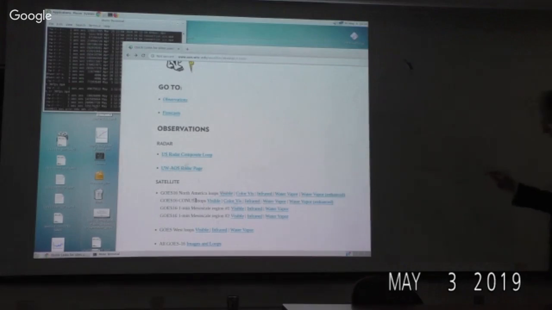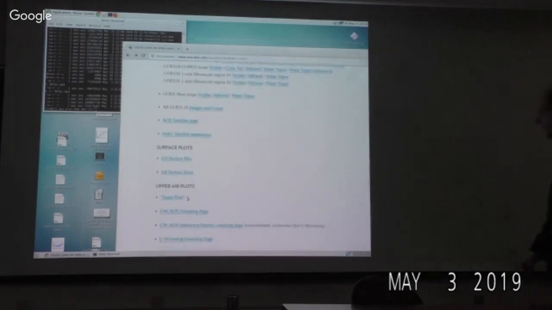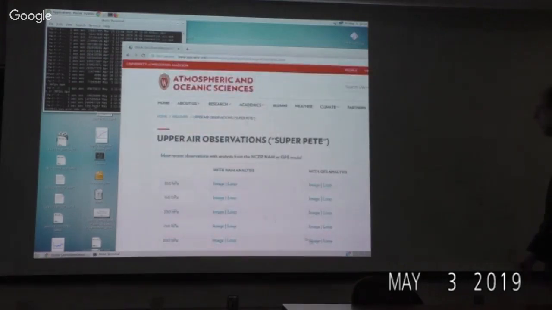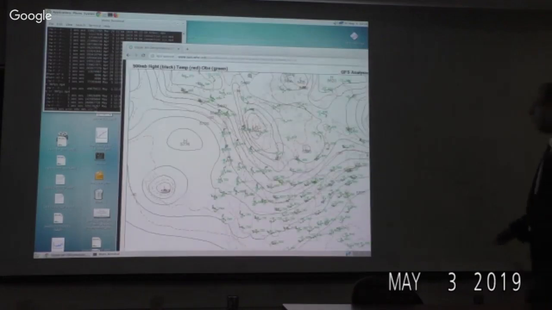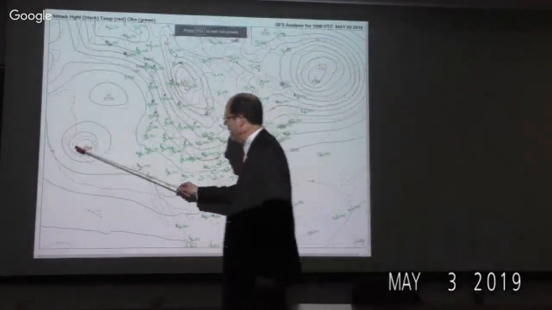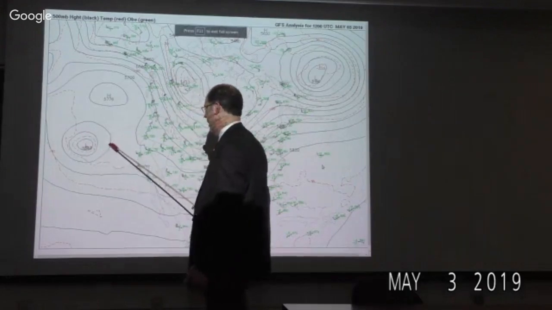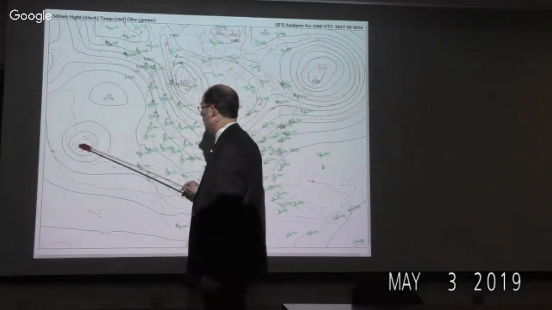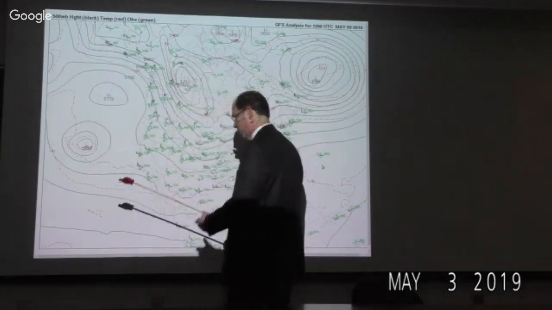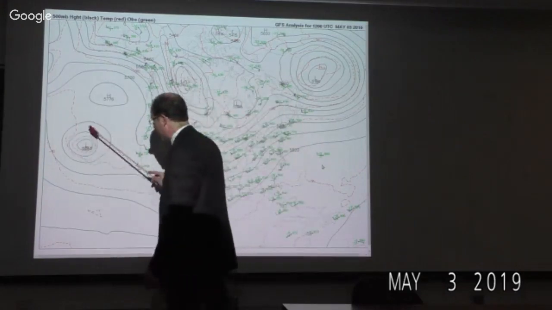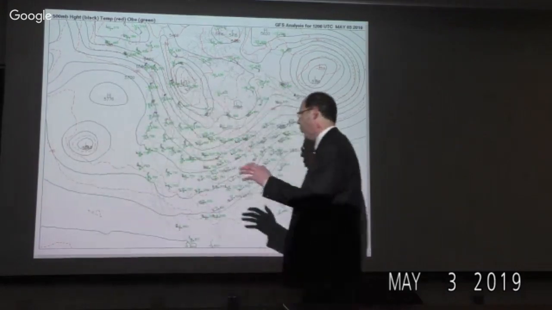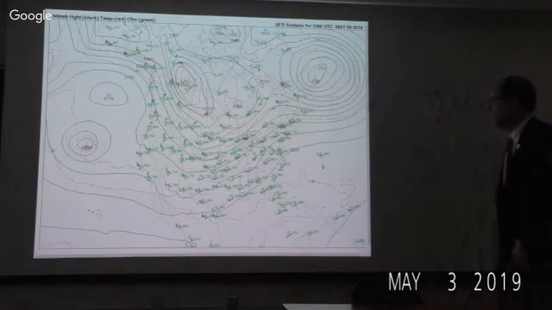let's look at the Super Pete 500 millibar, because you see the actual disturbance itself. And this I know was there at least as early as Wednesday. It's kind of this really interesting almost Rex block structure. And this thing has been sitting still. It's cold at upper levels, so it's a cold core, equivalent barotropic structure and all that. And we'll see it in the satellite in just a minute.